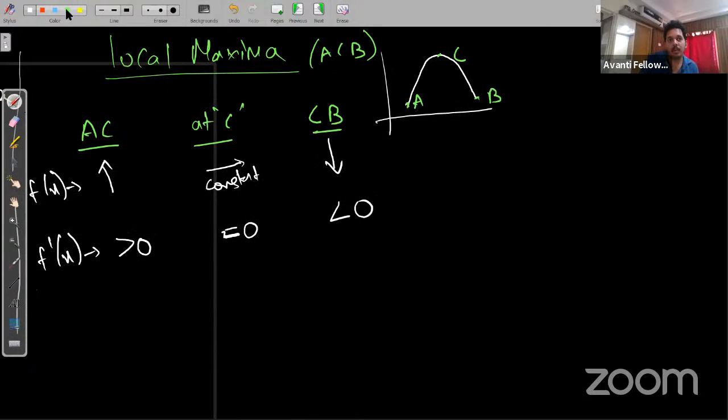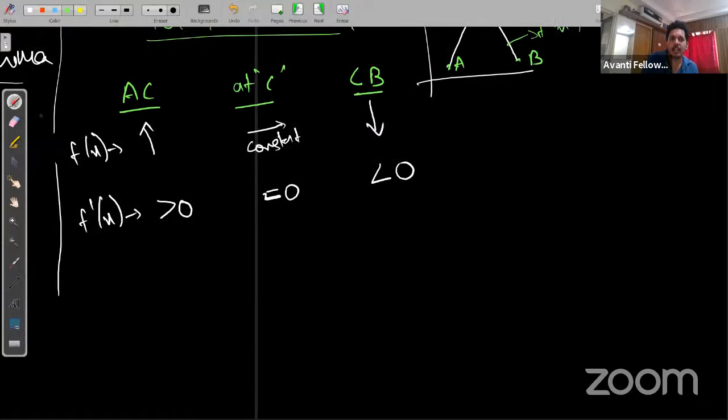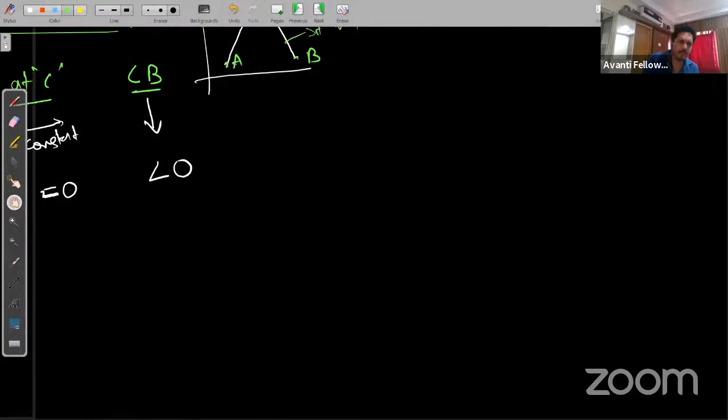You have drawn f of x, and you have proved for f dash of x. See, guys, what can I say is, my f dash of x is also a function, na? Is it also a function or not? Guys, do you agree or not? My f dash of x is also a function.